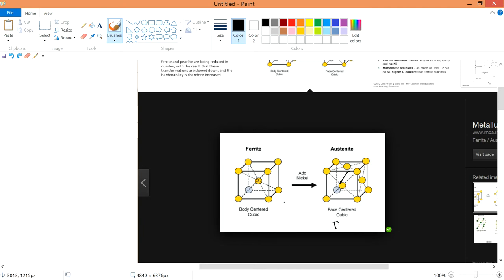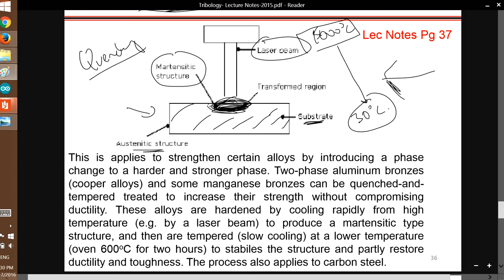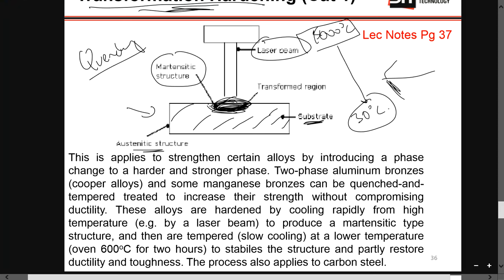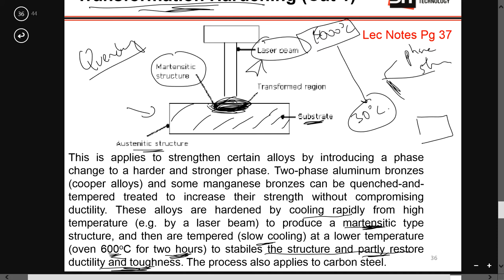Yeah, most probably. Okay, so hopefully you're kind of clear about this. Coming back here, if you want to cool rapidly, you cause it to have a martensite structure, which is strong. Or if it's slow cooling, about 600 degrees Celsius for 2 hours, using the laser beam, then you'll stabilize the structure and partly restore ductility and toughness. In other words, if it's martensite already, you can also alter its phase, and change it from a high strength material to ductile and tough using 600 degrees Celsius for 2 hours.